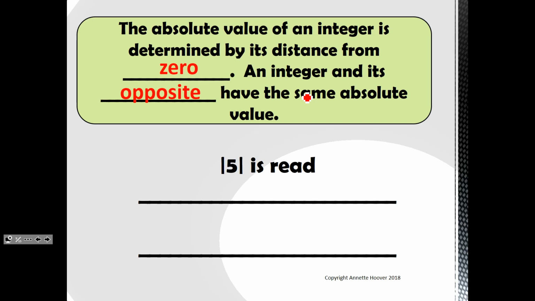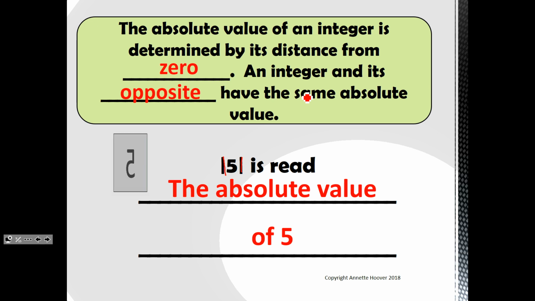Here's our absolute value signs. They look like little goalposts. Okay, so how does this read? When you see the absolute value signs, you read it as the absolute value of 5. What does that mean? You're asking yourself, how far is 5 from 0? Which, of course, is 5.